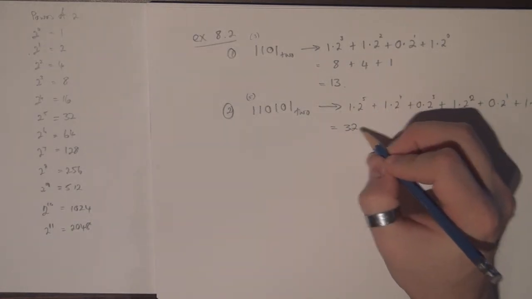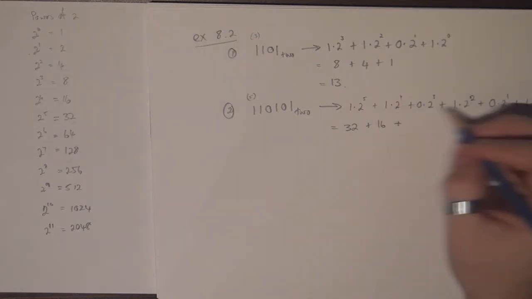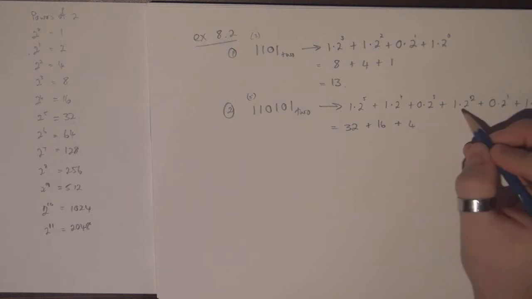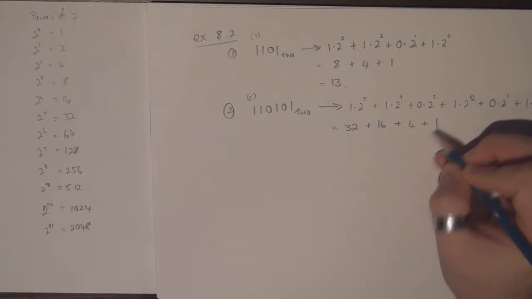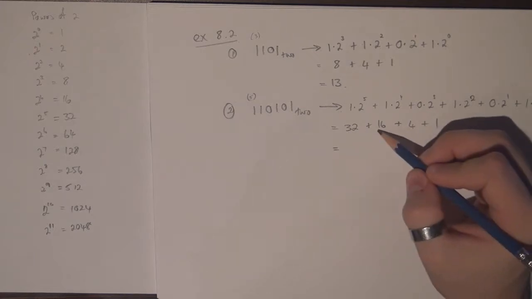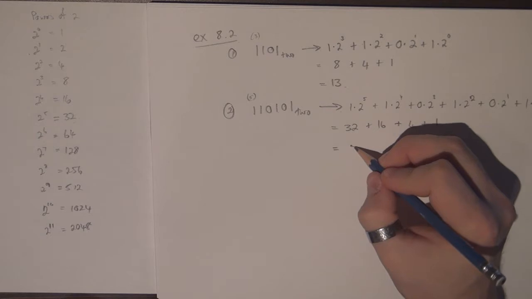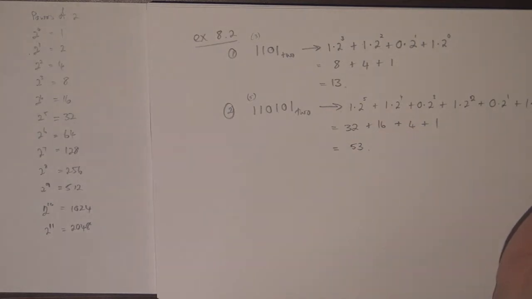So that gives me 32, 16, and it definitely helps if you memorize these smaller powers of 2. 4 and 1. A little addition never hurt anyone. That is 48, 52, 53. And there you go.